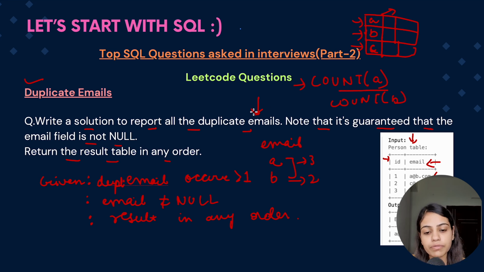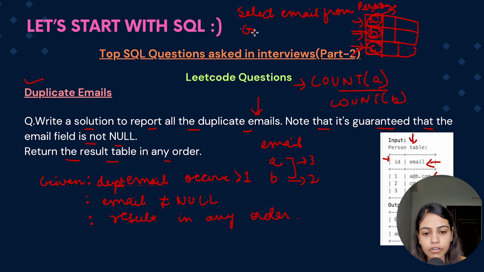So first we will group the emails and then we will count how many occurrences of A are present in this particular group, how many occurrences of B are present in this group, how many occurrences of C are present in this group. So what we will do in the query is first select email, which we have to show in the final result, and then from, and then the table name is person.